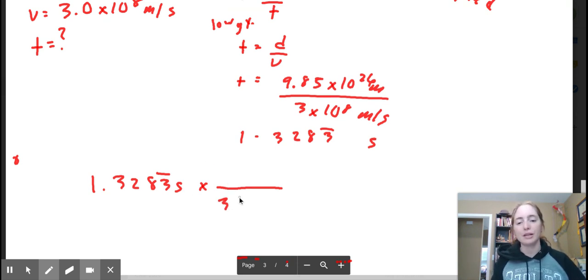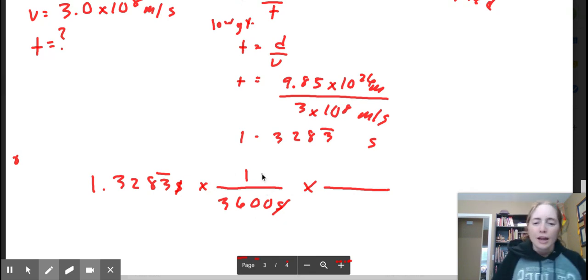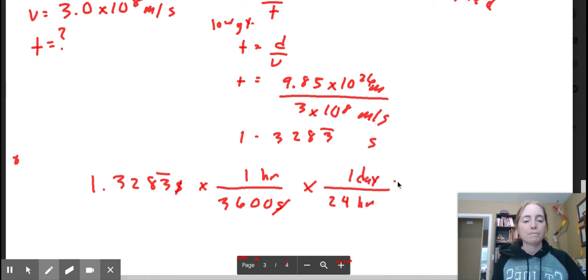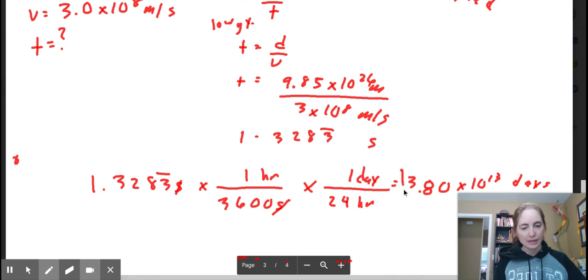So 3,600 seconds. And then we have our 1 hour. So now we have our time in hours. We need to get rid of the hours. And there are 24 hours in one day. So you're going to wind up with 3.80 times 10 to the power of 13 days with your 3 sig digs.